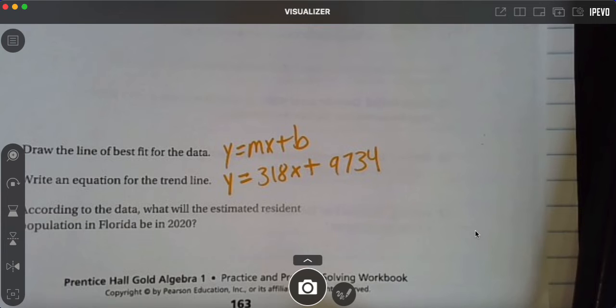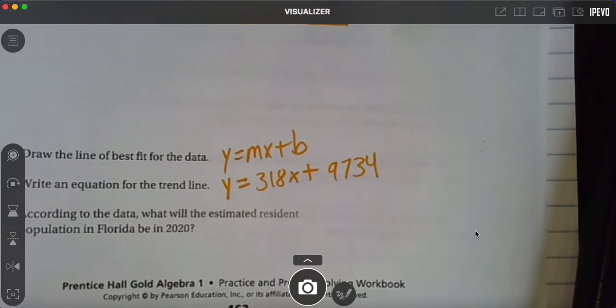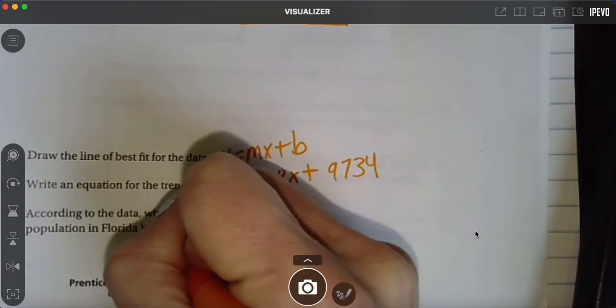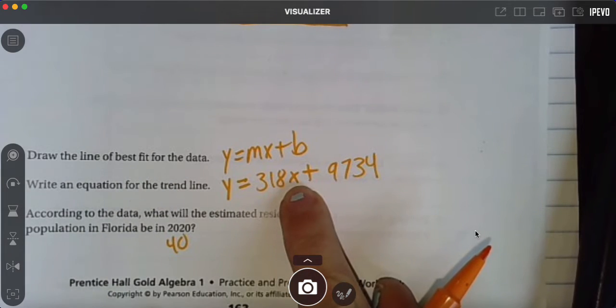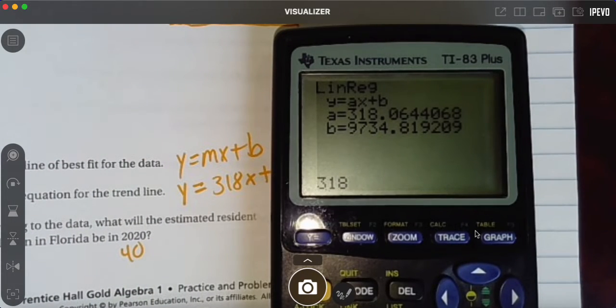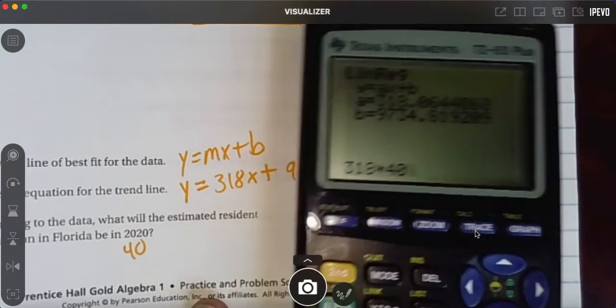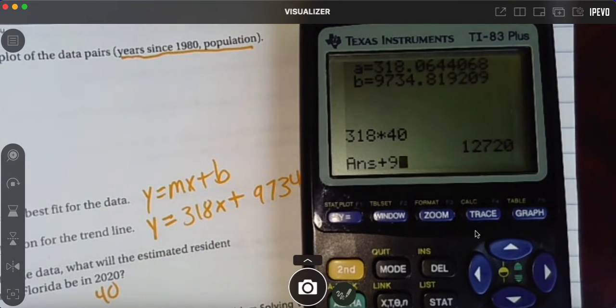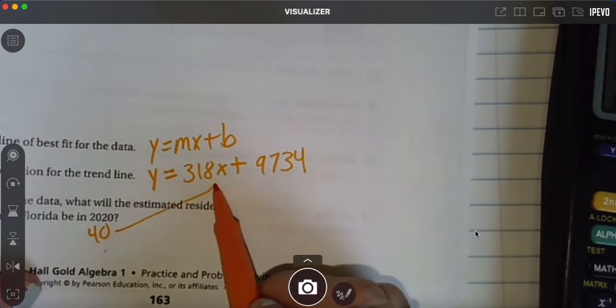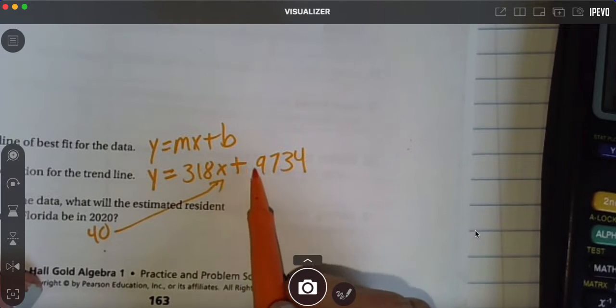okay? So it says, what will the population in Florida be in 2020? All right, and again, this is not on your test, but we'll see this again in Algebra 2. In 2020, how many years has that been since 1980? 40. So my x would be 40. So if I do 318 times 40 plus 9734. All I did was I plugged that 40 into my equation. 318 times 40 plus that.